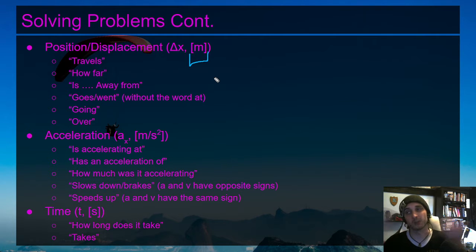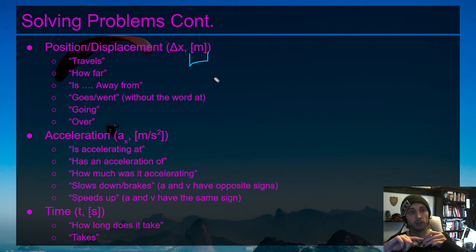If it tells you that something is 20 meters away from something, from an event, that'll either give you a position or a displacement. If you see the word goes or went, but don't see the word at, that's a good way to tell that it's talking about how far distance versus a velocity. Velocities will always have at after the goes or went. If you see going 20 meters as opposed to meters per second, you're really going to have to look at the units for that. Over the course of 20 meters, another one, make sure you're looking at the units.